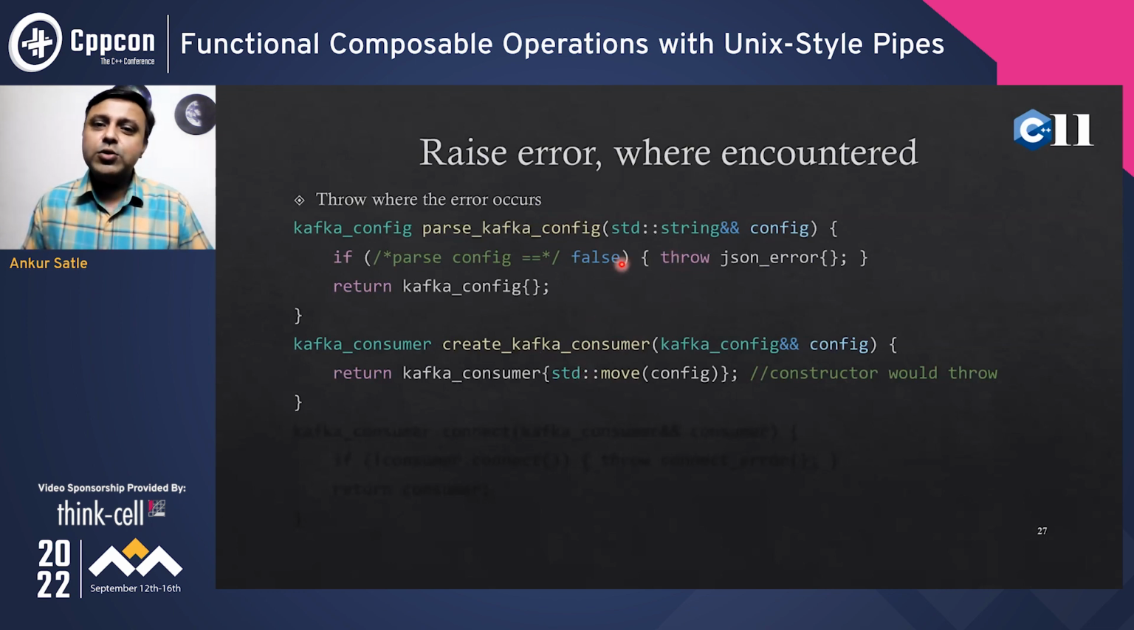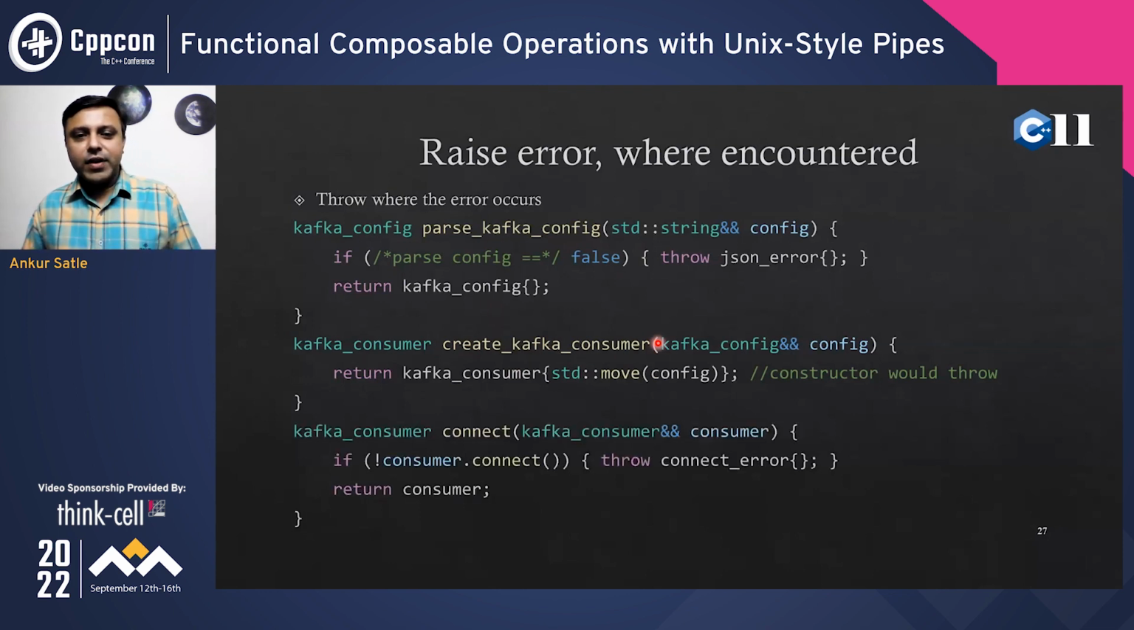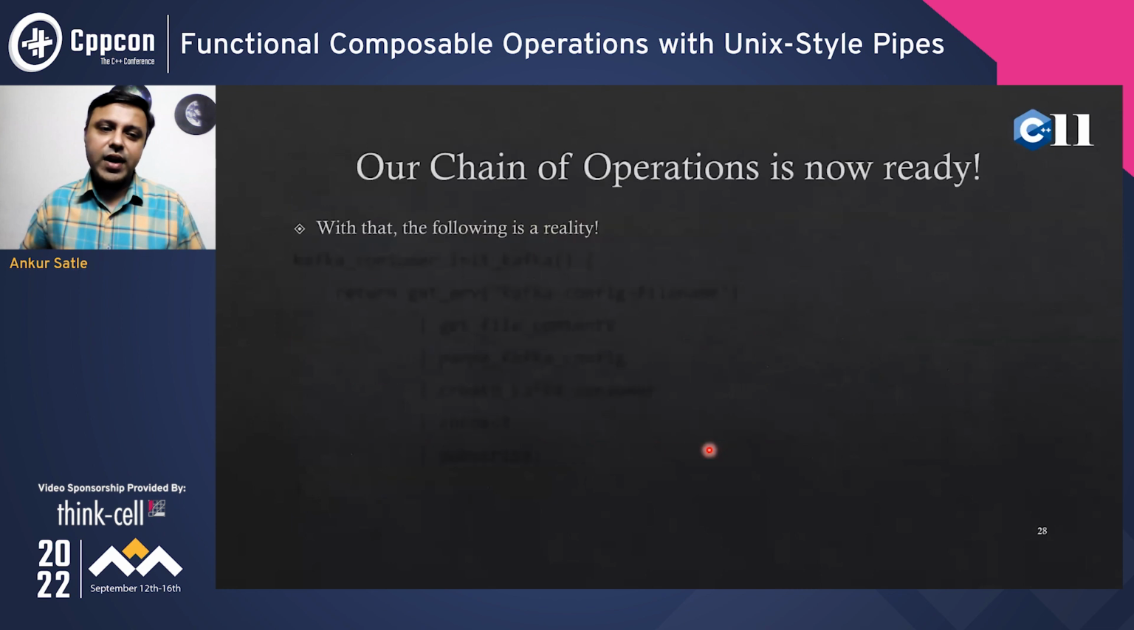So parse Kafka config needs to change. So you don't want to do what is being done in the first example. Okay, sorry. This is the parse Kafka config, and that's where you actually came across a JSON error when you started to parse it. And that's where you raise the JSON error. Sorry, I was reading this wrong. Then when you come to create Kafka config, this is just a straightforward function which takes something and does its job. It doesn't have to do any wrapping, unwrapping, checking. This is perfect. And when you come to connect, you try the connect. If you're not able to connect, you throw the error right there.